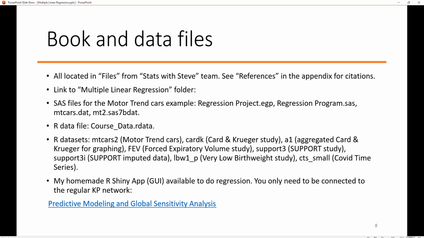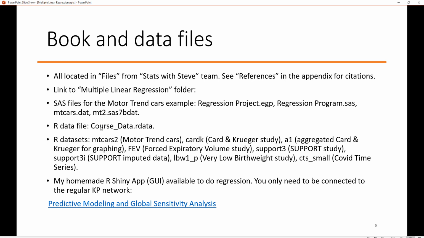So I'll have some examples of how regression has expanded and how it can take on new topics. I have a link to the multiple linear regression folder. You don't see it here, but it will be in this PowerPoint. That will get you to that folder with all that information. Additional information I have in there are the SAS files, and that's for the Motor Trend example. It's a SAS EG file with the program and the data and the code that I use to run the analysis.